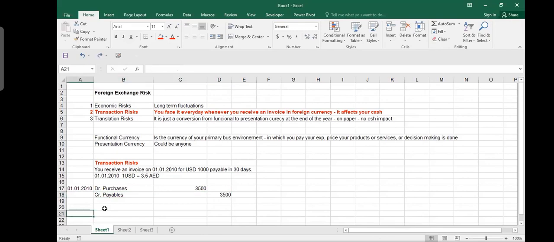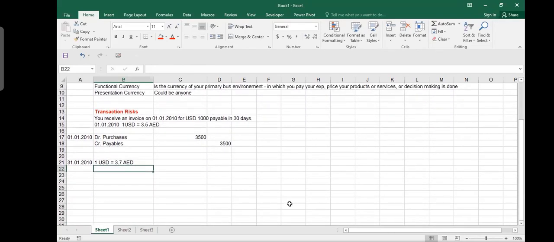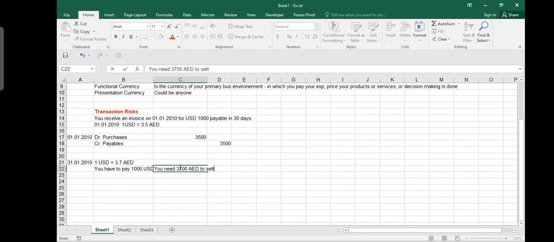Now what happens is that on 31st of January 2010, the rate fluctuates. Now you've got 1 USD is equal to 3.7 AED. So can you tell me, is AED becoming stronger or weaker? It's becoming weaker. So you have to pay 1,000 USDs because your invoice is in USDs. So now you need 3,700 AED to settle the liability. Previously, you thought that you would pay 3,500 AED. Now you have to pay 3,700 AED.